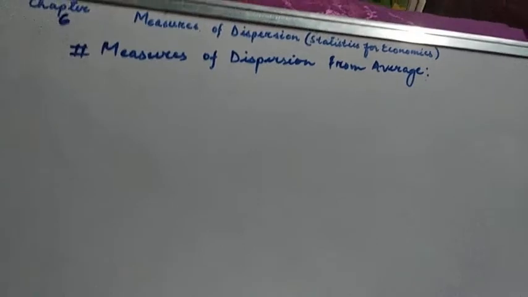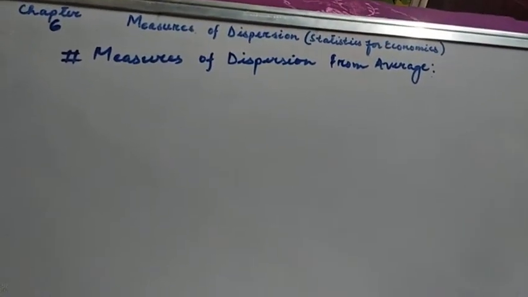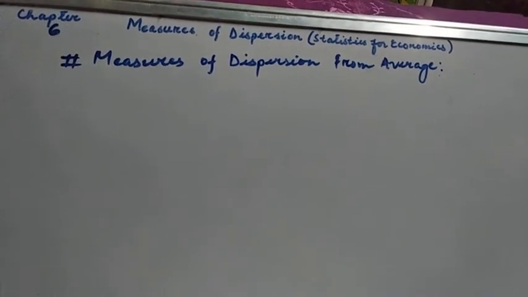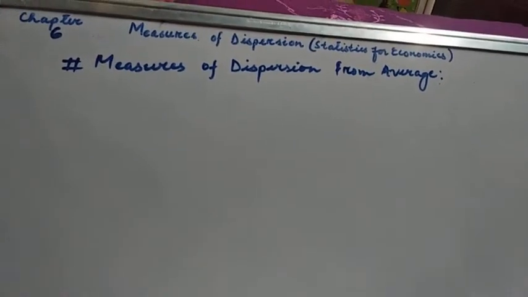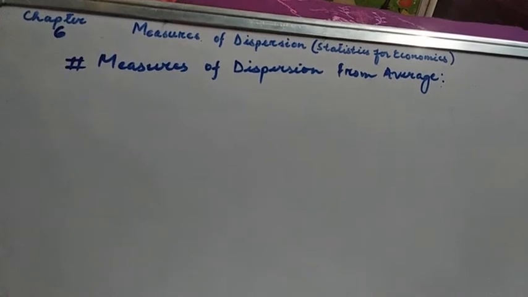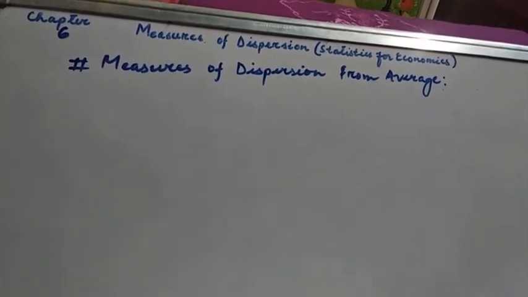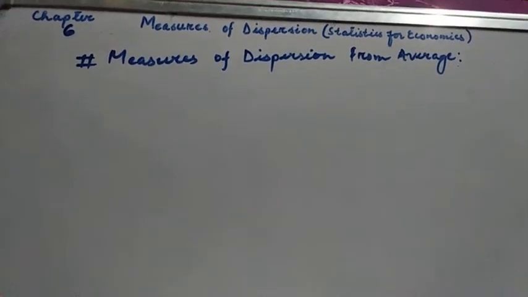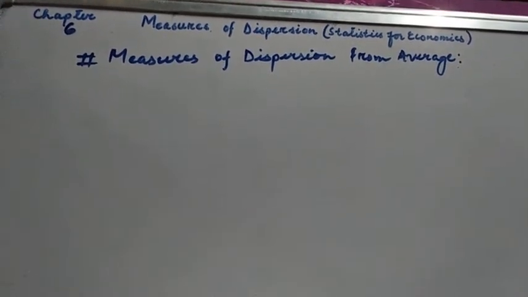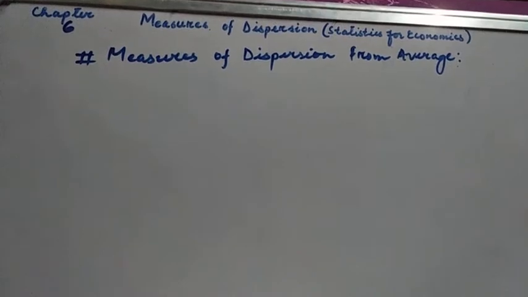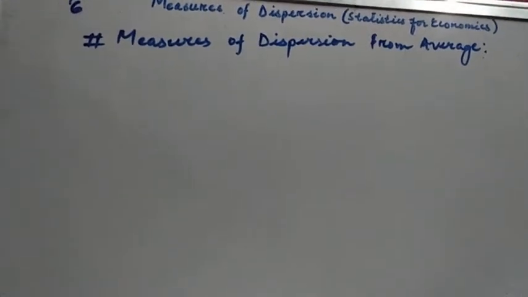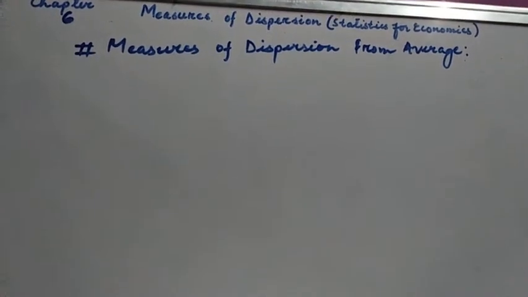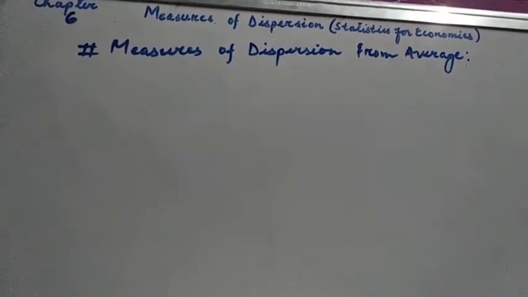The next topic that we are going to discuss is measures of dispersion from average. So from the average we are measuring the dispersion. We have discussed that dispersion is the extent to which the different values differ from their averages. So that is dispersion.